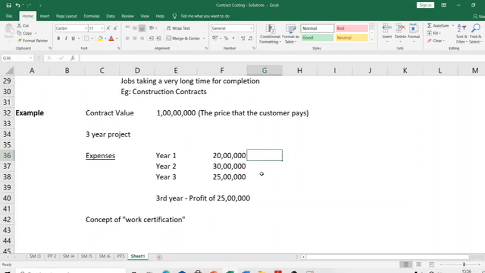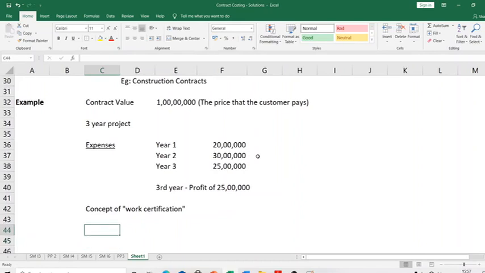So 30% or 30 lakhs is just an example here. It could be another number also. Either he directly tells me 30 lakhs, which means that is the part of the sales value that I recognize, or he might tell me the percentage completion, say 30%. Then I'll apply that 30% on 1 crore and I'll get my revenue recognized. So this is what we call the concept of work certification. All of this is going to come into our discussion.